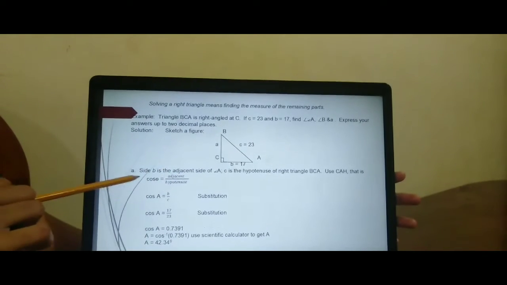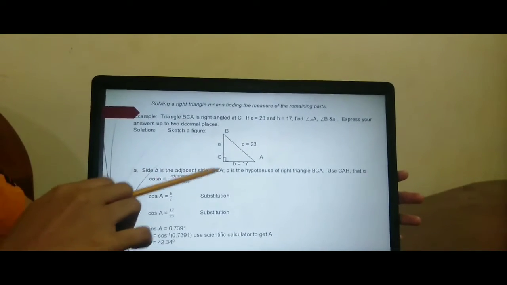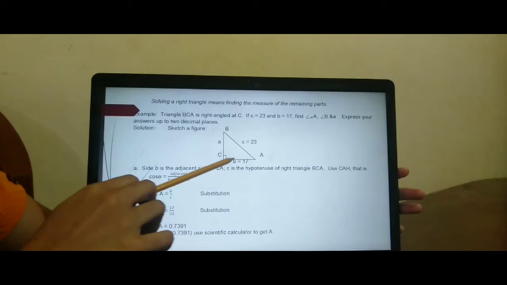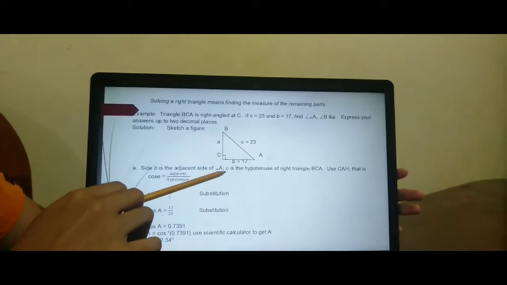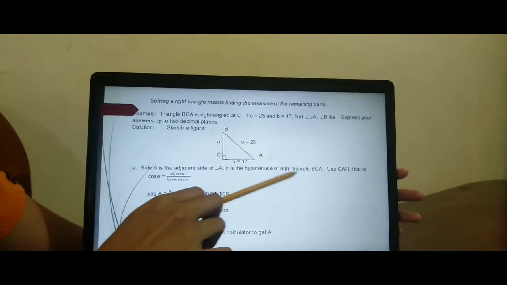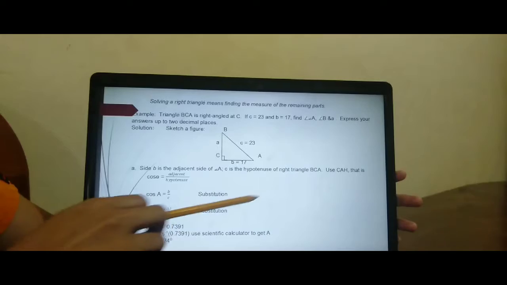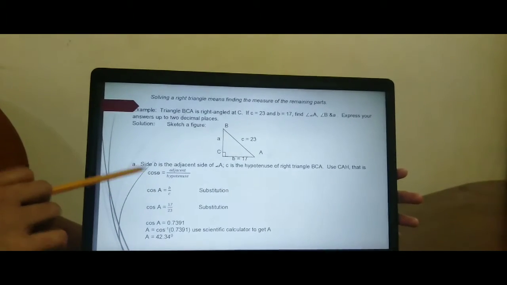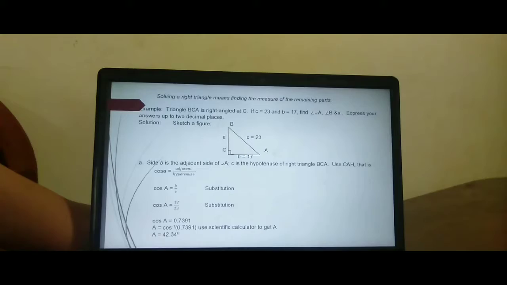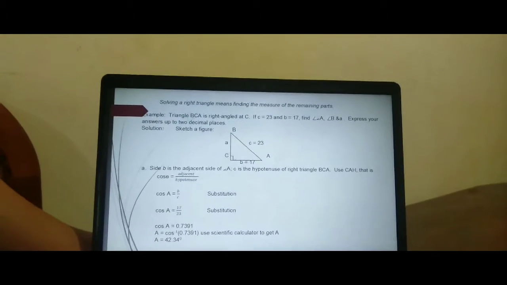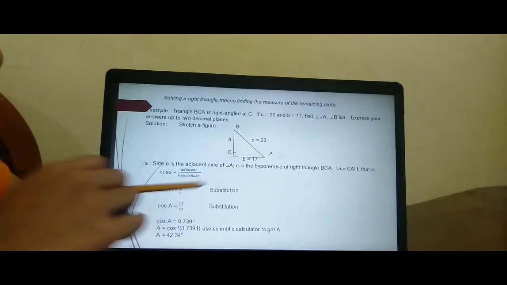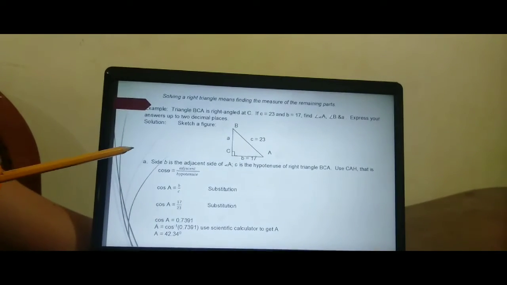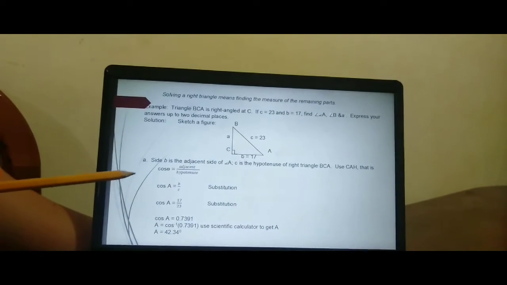So, side B is the adjacent to angle A, right? So, this is adjacent. C is the hypotenuse of right angled BCA. So, we will use ka or cosine, that is cos. So, with respect to, ang atong gipangitaan is angle A man. So, atong ipangitaon ni angle A ang iyahang ka is equal to adjacent over hypotenuse.